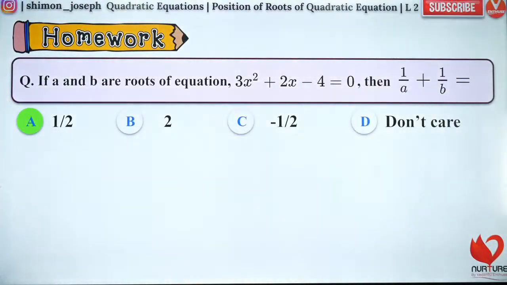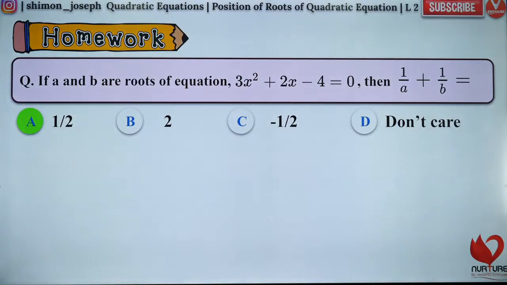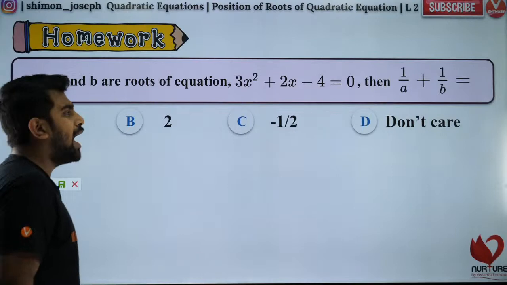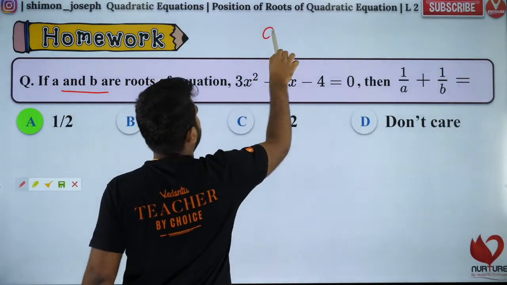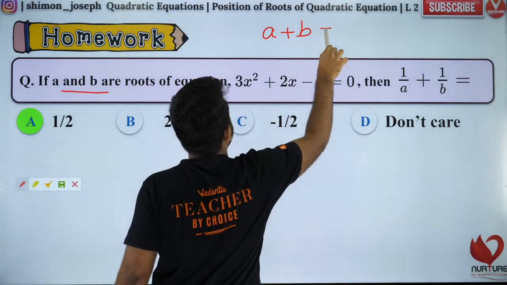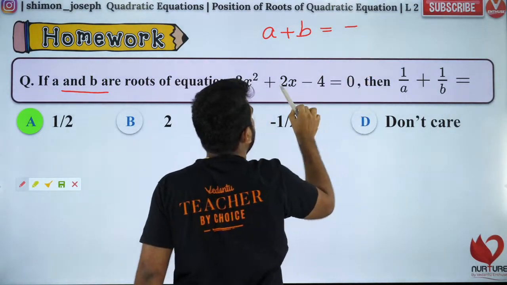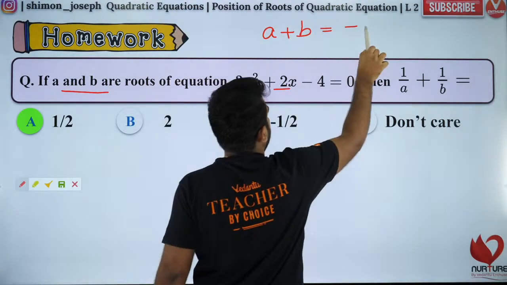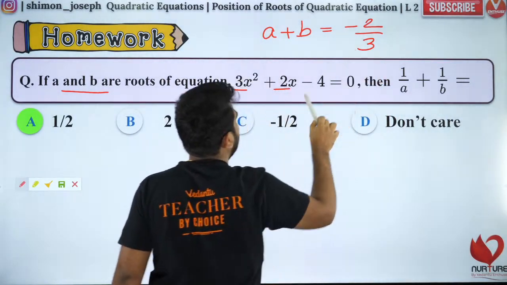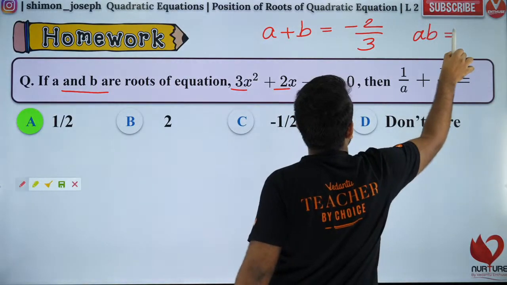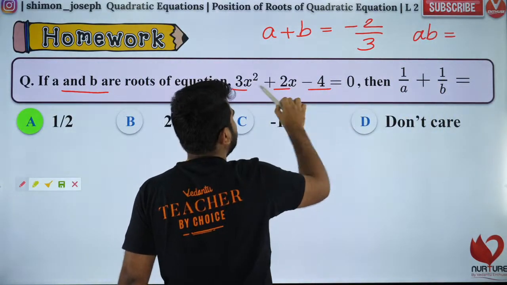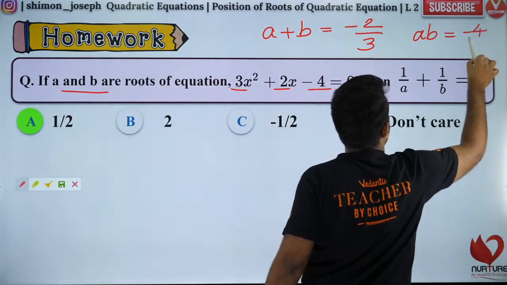What was the homework question? So this was the homework question which I gave last class. It was a laddu. Big Rasagula question. Why? Because if A and B are the roots of this quadratic, then we know that A plus B is equal to minus of B by A. And product of the roots, my dear boys and girls, last class I taught you, it is C by A. So it will be minus 4 by 3.